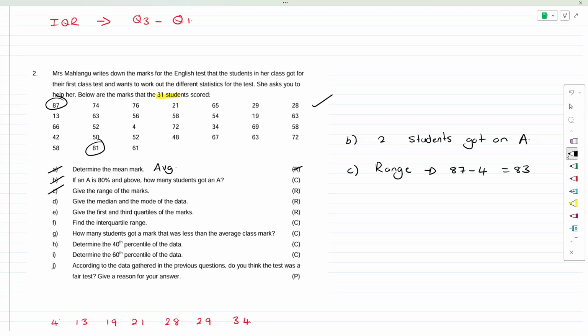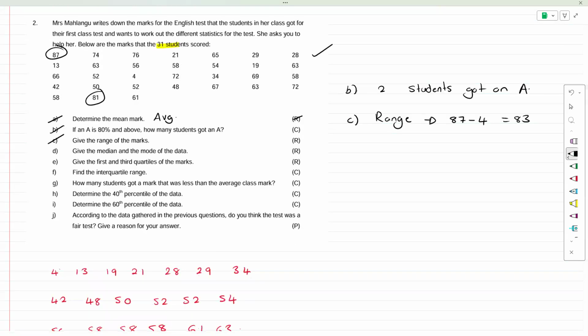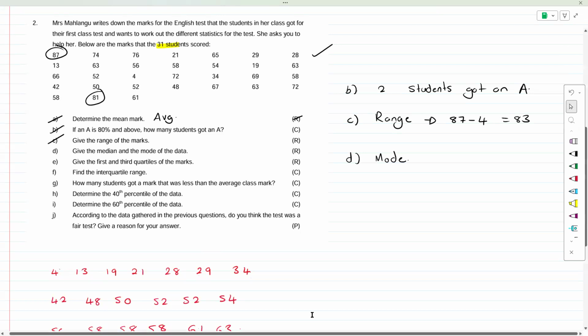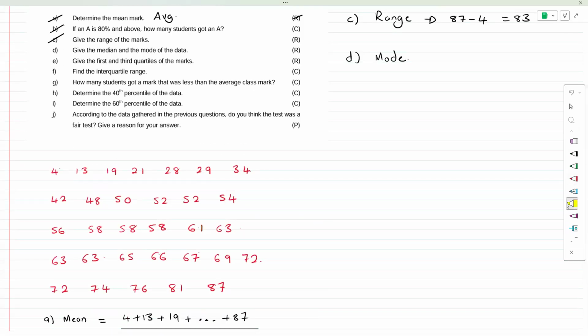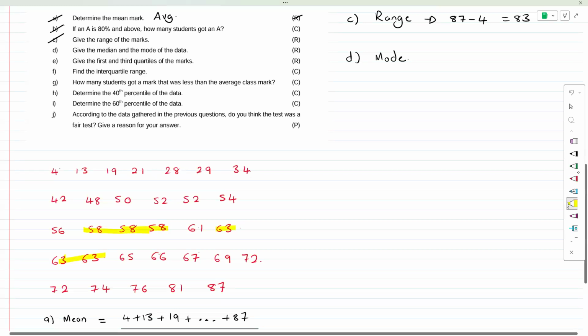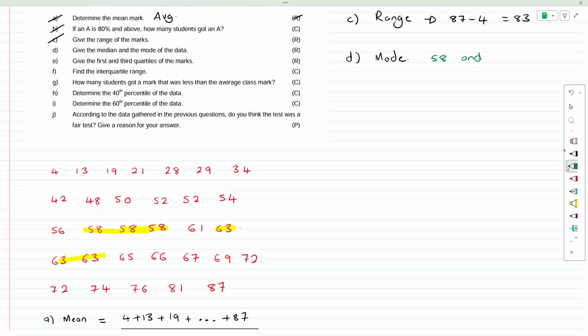Okay. Give the median and the mode of the data. Let's leave the median out for now. Let's go with the mode. So the mode of the data would be the number that appears the most. And if I look at my data, 58 appears 3 times, 63 appears 3 times. So the mode is 58 and 63.